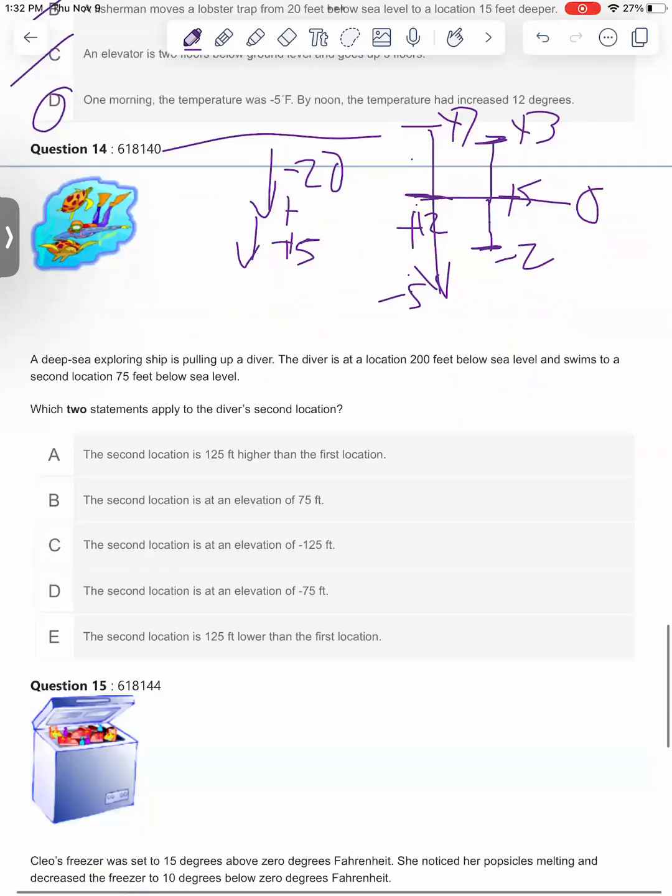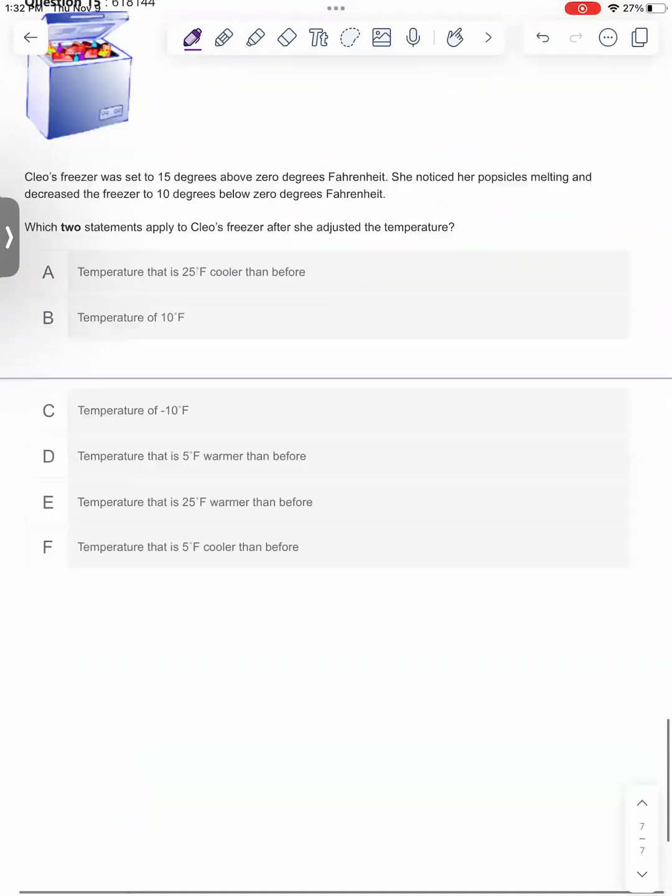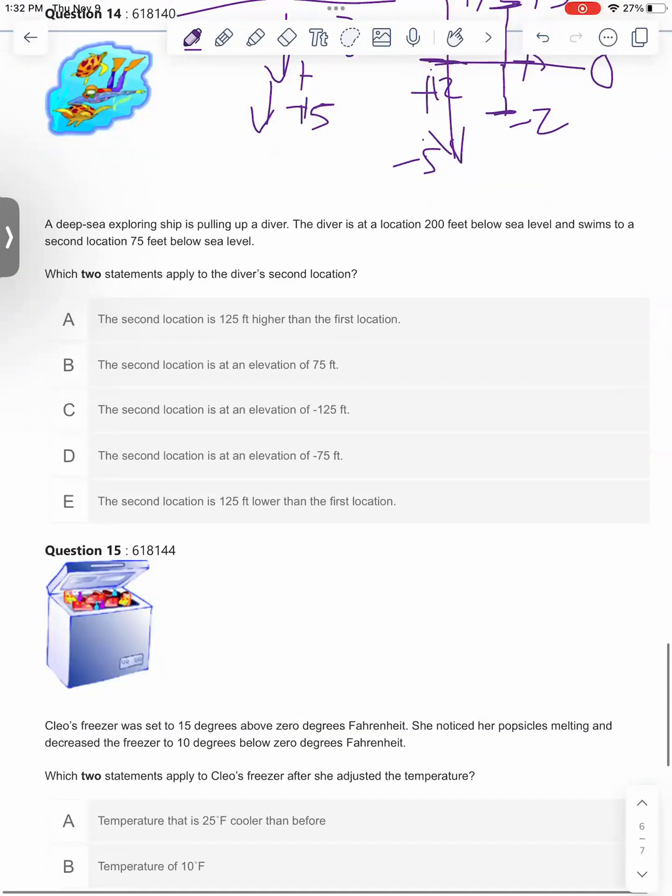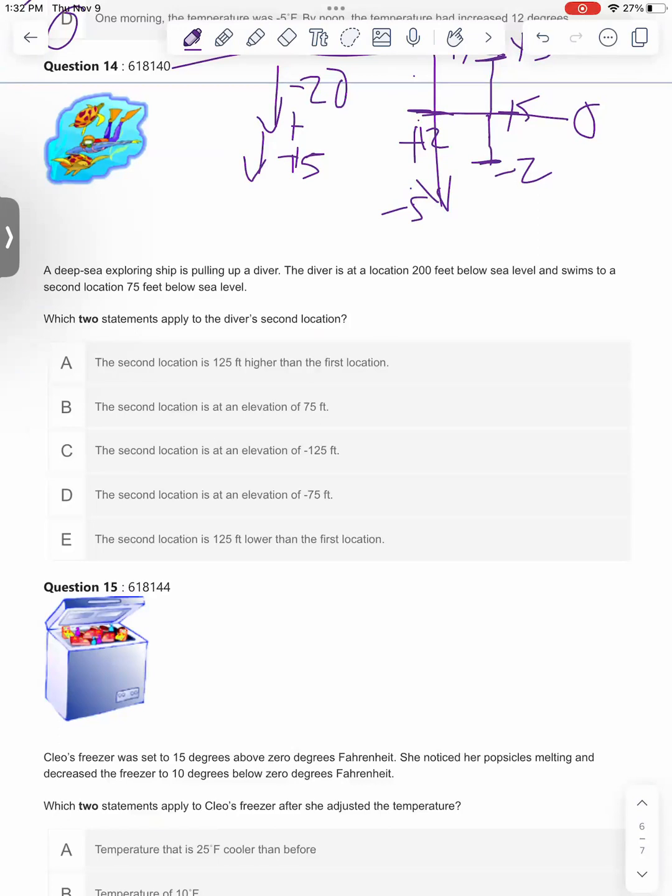All right. Let's see what we got. About done here. Yep. All right, number 14. Deep sea exploring ship is pulling up a diver. The diver's at a location 200 feet below sea level and swims to a second location that is 75 feet below sea level. Okay, so here's sea level 0. The diver's at 200 feet below sea level. All right. The second location is 75 feet below sea level. All right. Which two statements apply to the diver's second location?